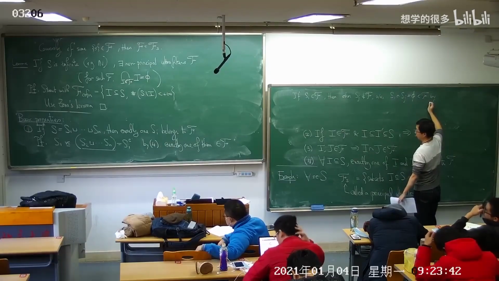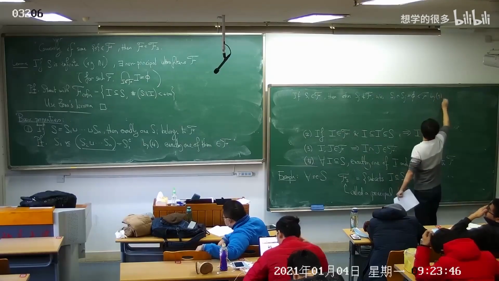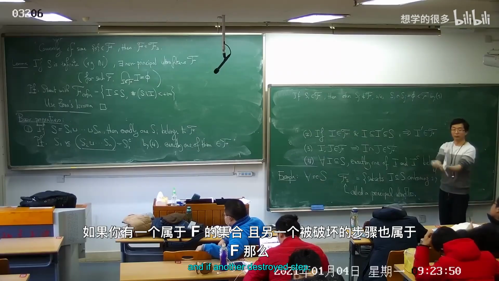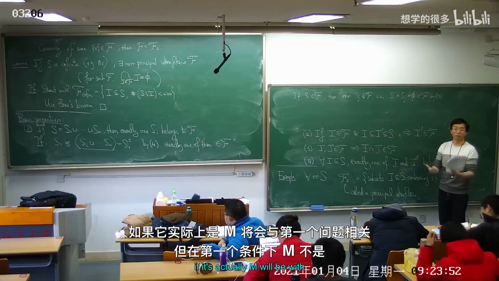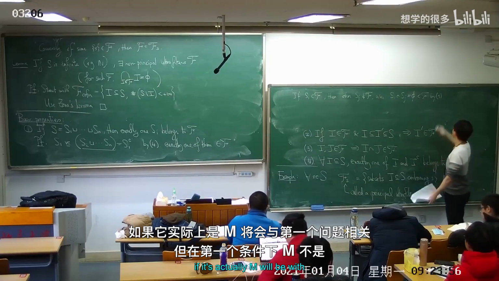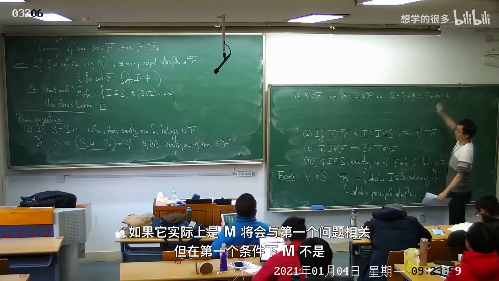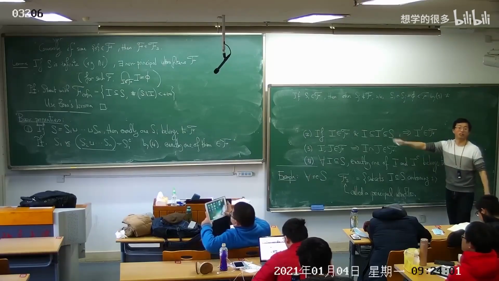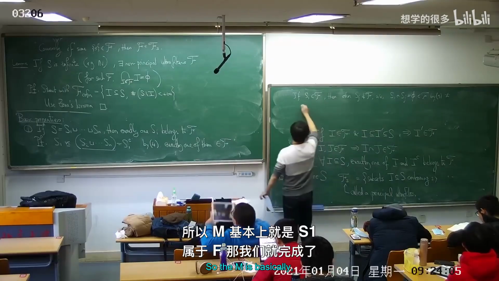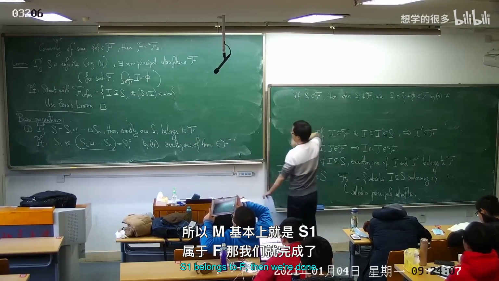Intersection with what? Right. If you have a set that belongs to F and another disjoint set, if both of them belong to F, then the intersection, which is empty, belongs to F. But with the first condition, the empty set is not in F. So therefore, if S1 belongs to F, then we're done.